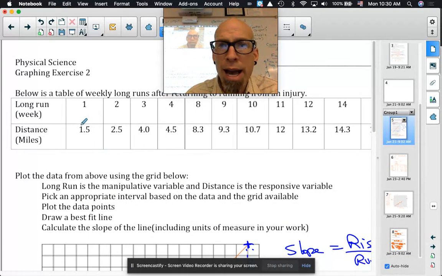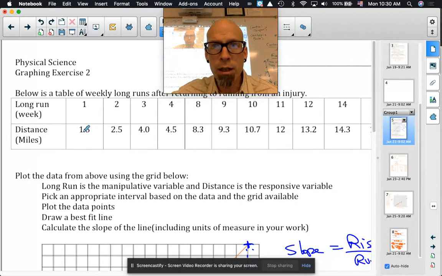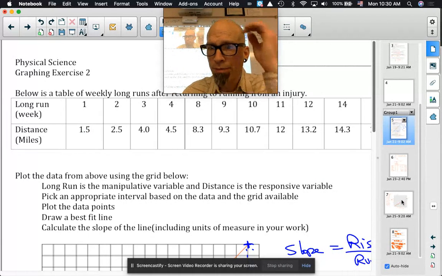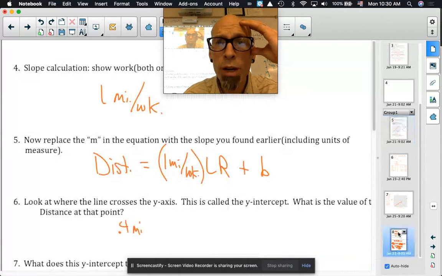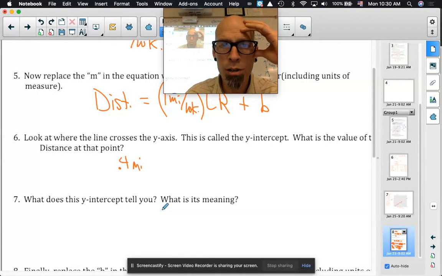Yeah, 1.5 miles for my long run. Maybe that happened, but early in the week I ran 0.4 and then increased, and finally got to 1.5 miles at the end of the week. I don't know, maybe that could be the case. But we have to have some way to try to explain what the y-intercept is and what it means. I hope I'm making sense and I haven't lost you.